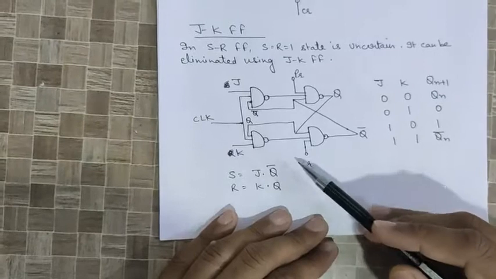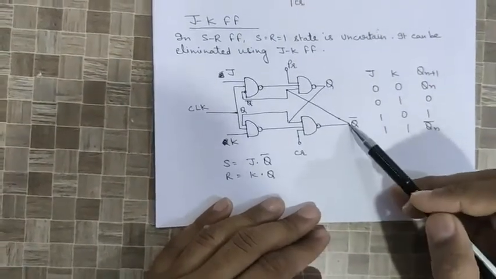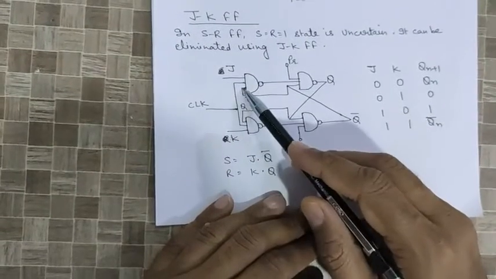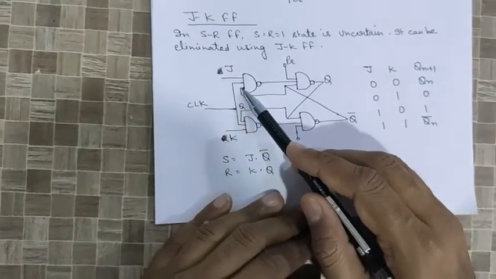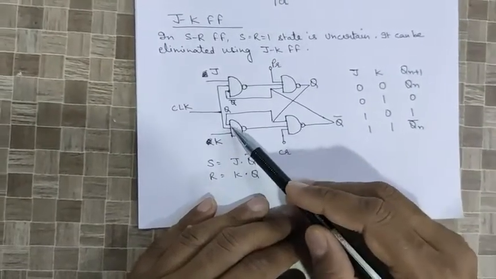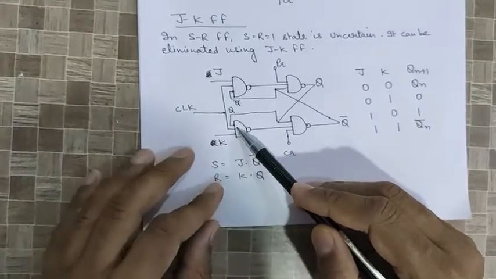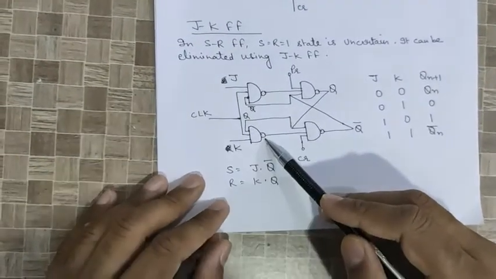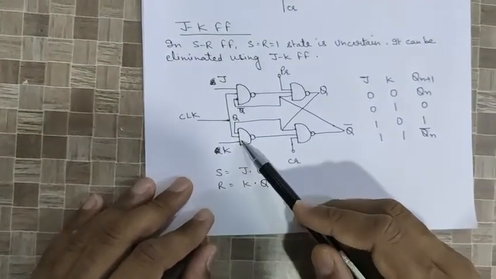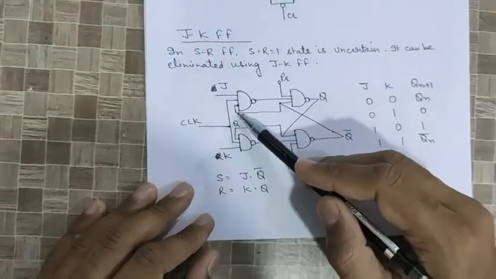In this case we are using the same SR flip-flop except for one modification: the output Q bar is connected as input to the S input, and the output from Q is fed back as input to the portion of R flip-flop, or the R NAND gate. So the inputs for this NAND gate are K and Q, and for this one are J and Q bar.